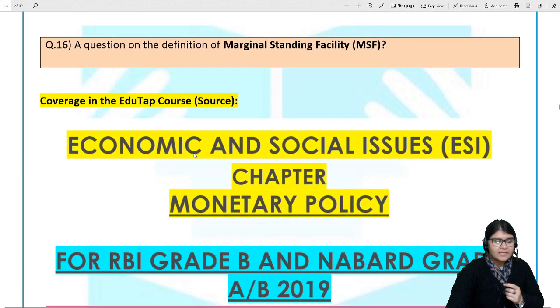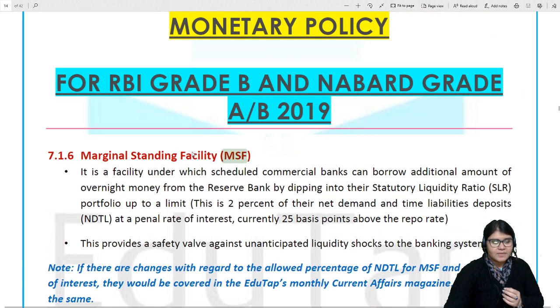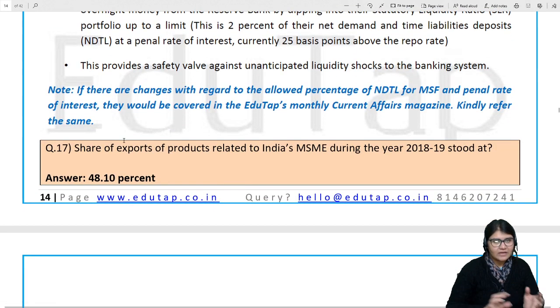Next, a question on the definition of MSF, marginal standing facility, was there. So a certain statement was given, and you needed to identify what term it was. The answer was MSF. We have one of the chapters, monetary policy, under economics. Here you can see MSF was clearly explained. We have taken screenshots directly from the course material that we provide.